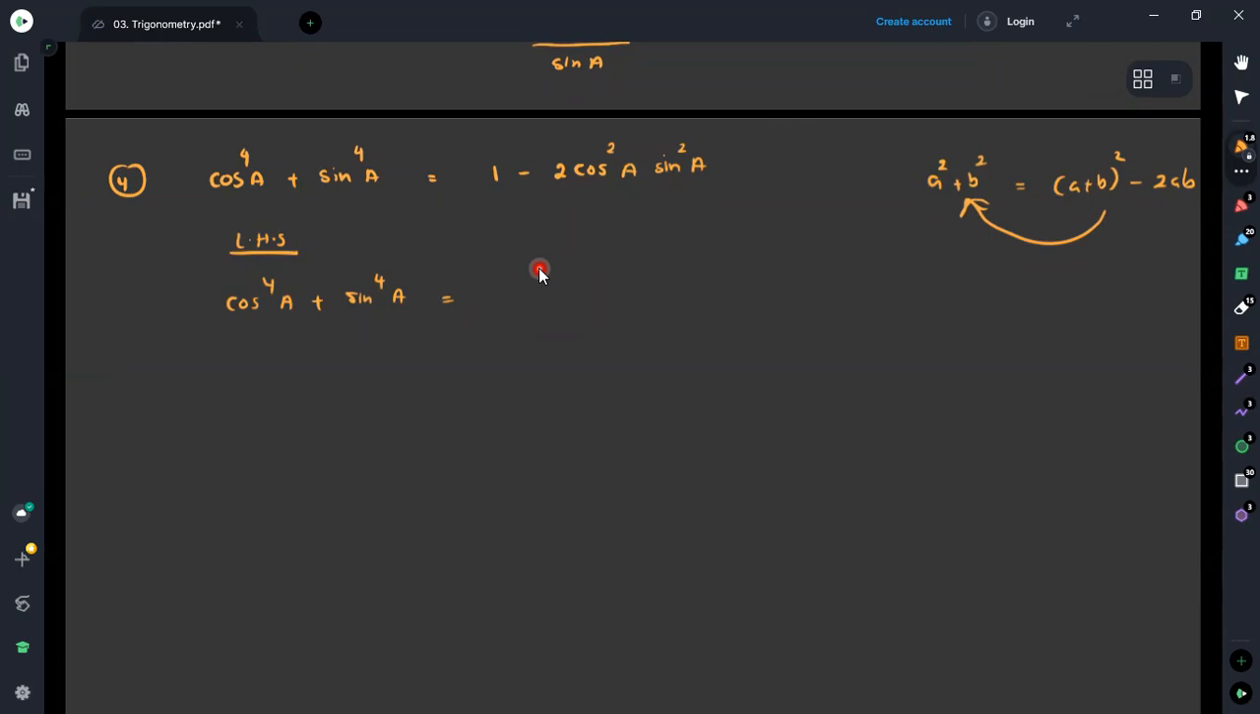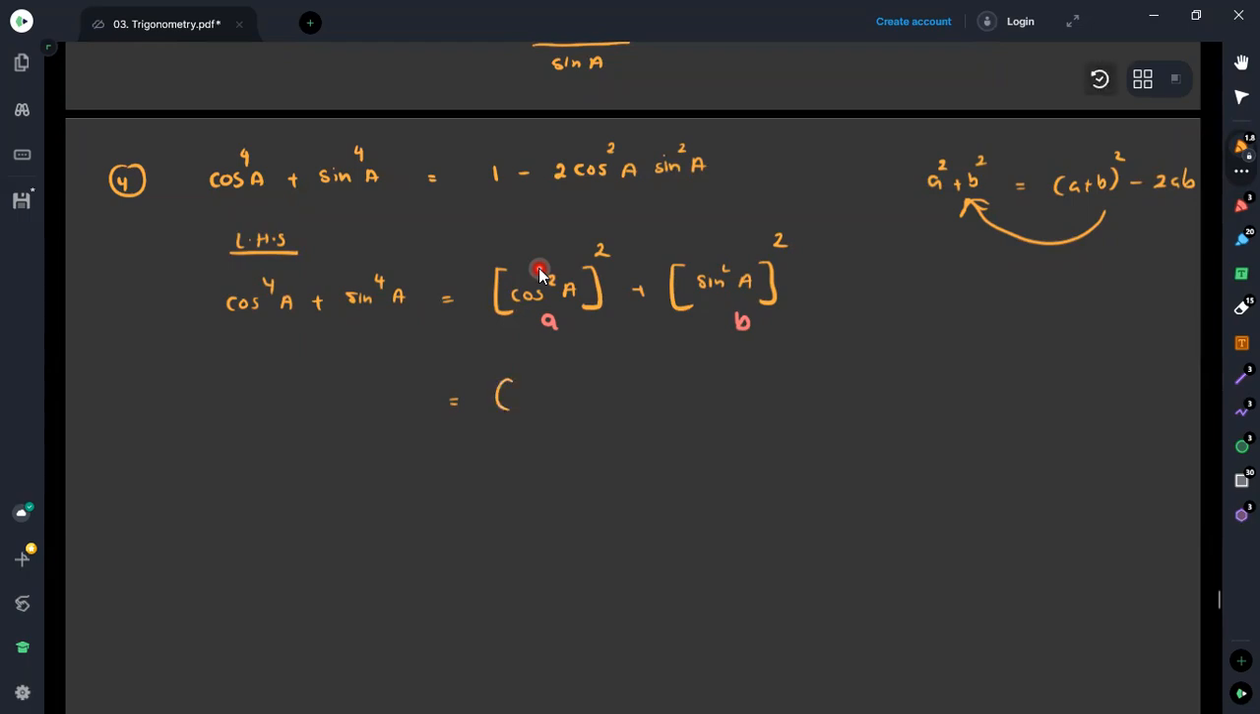Here I am having the power 4. Therefore, first I will write it as the power 2, because on the left hand side also we have the power 2. It is cosine squared A to the power 2 plus sine squared A to the power 2. Now we can see that this is A and this is B. Therefore, A squared plus B squared, which we can write as A plus B to the power 2 minus 2 times AB.